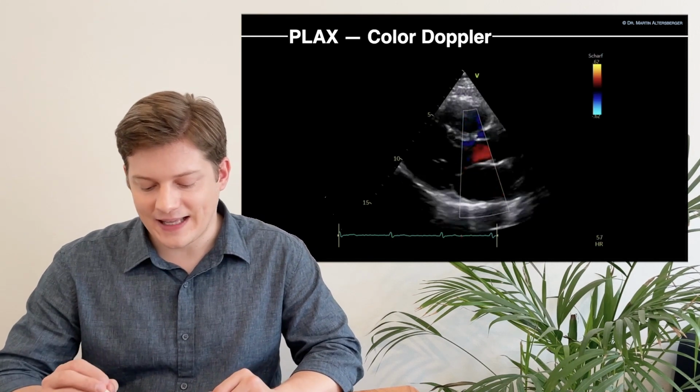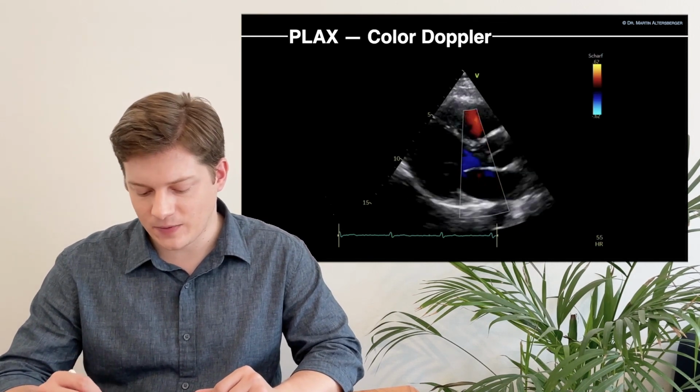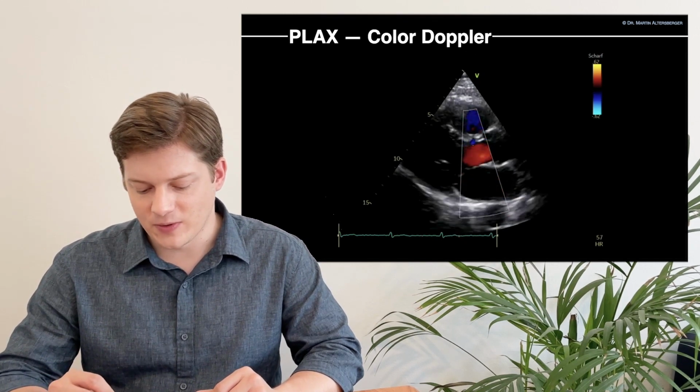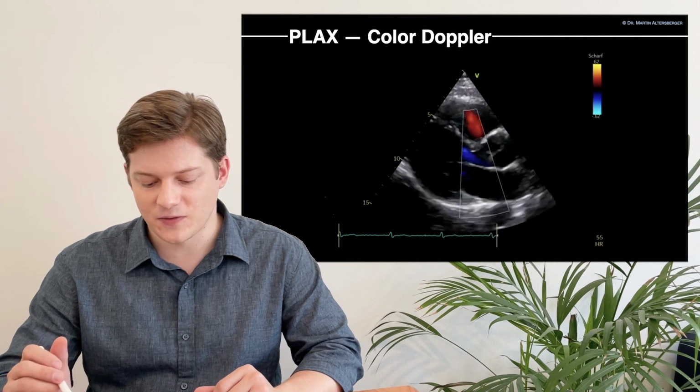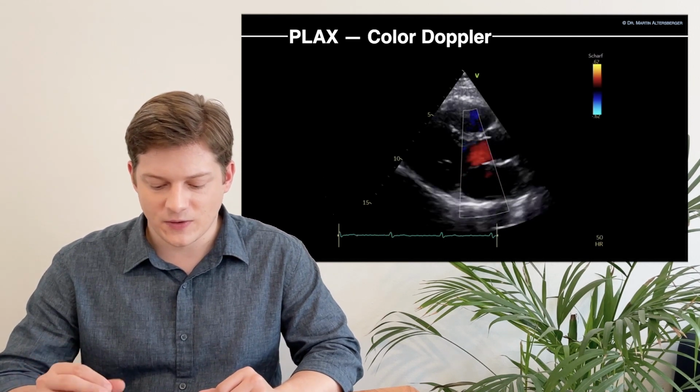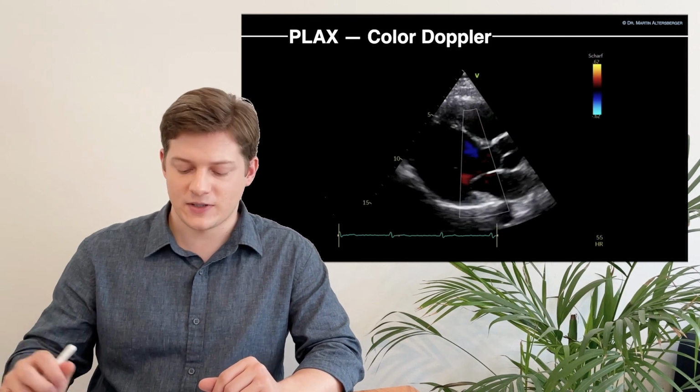This is another healthy example, and in this example you see that here is, for example, the descending aorta. There is also probably some mitral regurgitation present over here. Over the aorta I do not see regurgitation at all. There's also blood flow in the right ventricle.